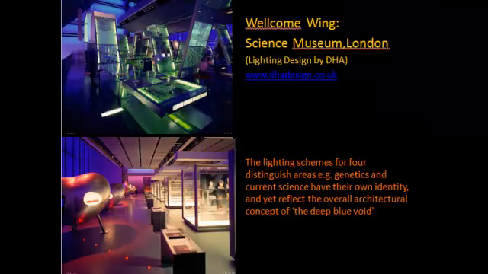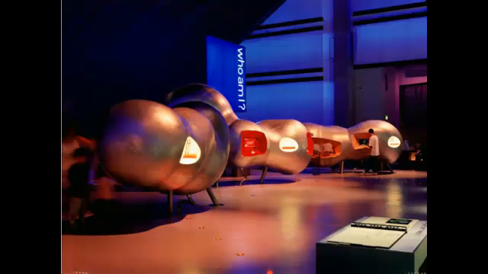Another example is the Science Museum in London. The lighting schemes for four distinguished areas, for example genetics and current science, have their own identity, and yet reflect the overall architectural concept of the deep blue void.